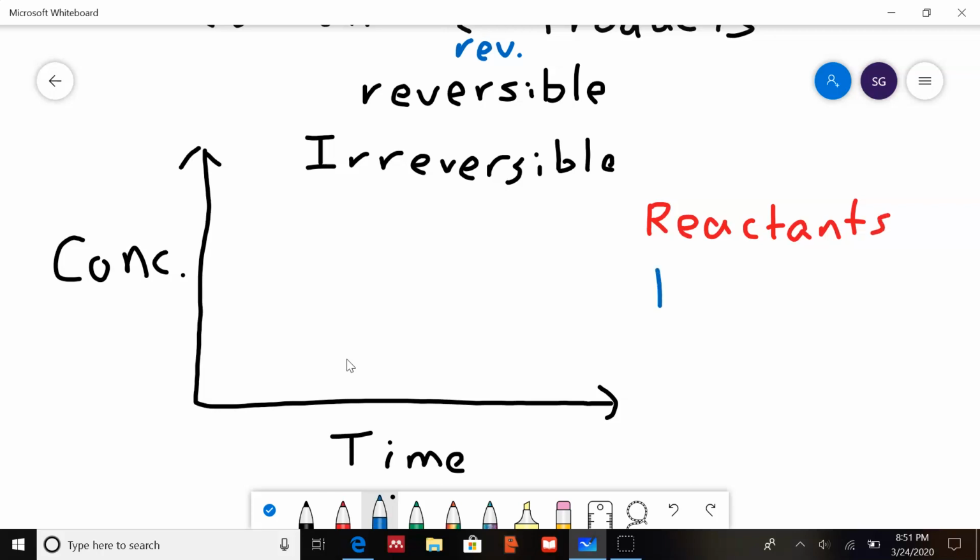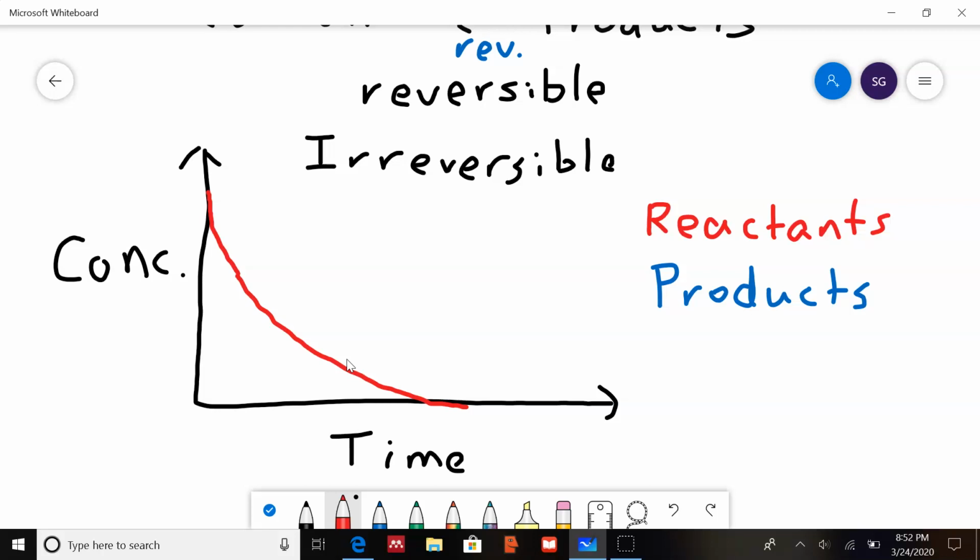and products in blue. So for reactants, you start at some concentration, and gradually they are being used up as the reaction is occurring. And they're being converted to your products. So the concentration of your reactants is decreasing, and it's going to eventually go to zero, because assuming the reaction goes to completion, all your reactants are going to be used up.